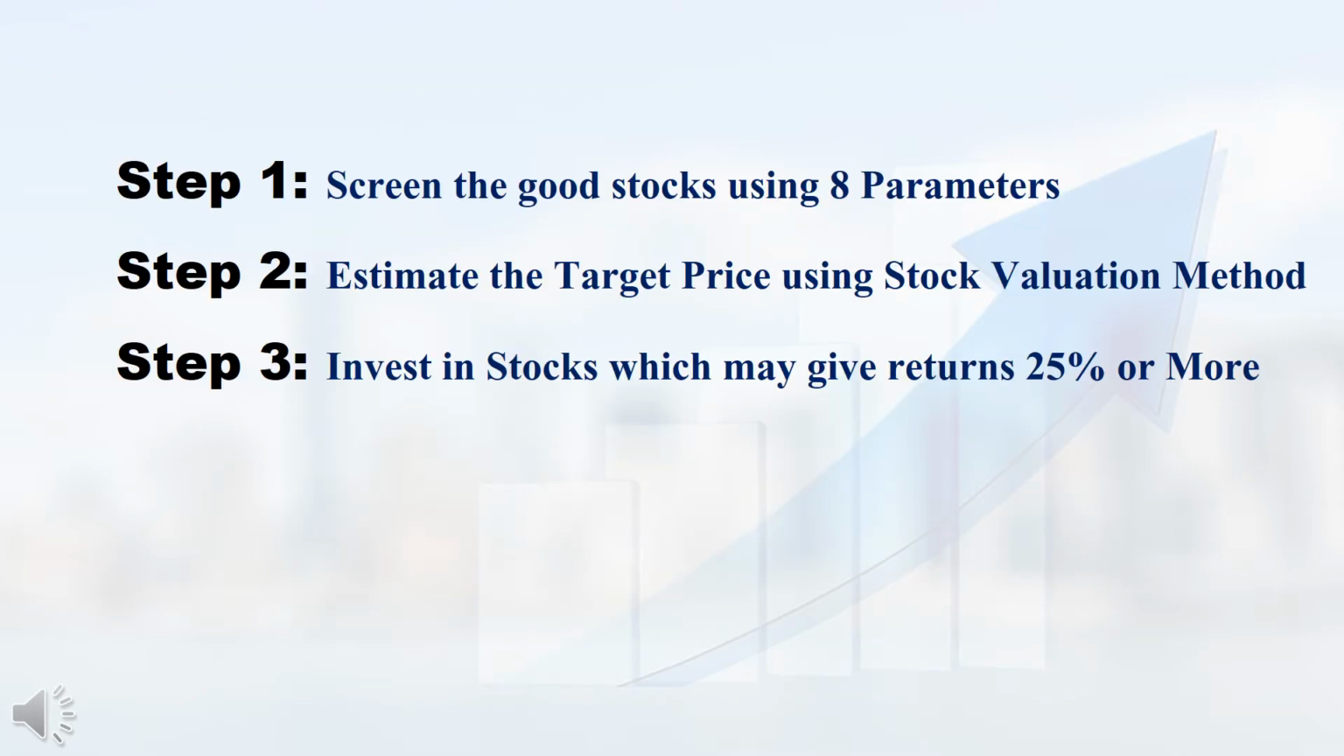In the share market, for finding good shares, we are going to use 8 parameters as screening tools. Using those 8 parameters, we can find the good shares. After that, we are going to calculate the expected returns from those good shares. If the expected returns from those shares are at least 25%, then only think of investing in them. Suppose the expected returns are less than 20%, then please stay away.